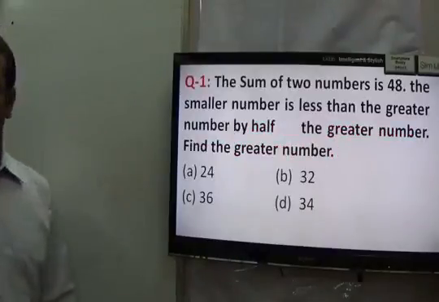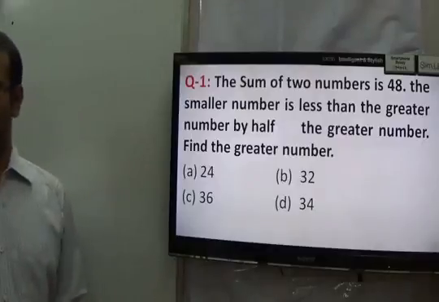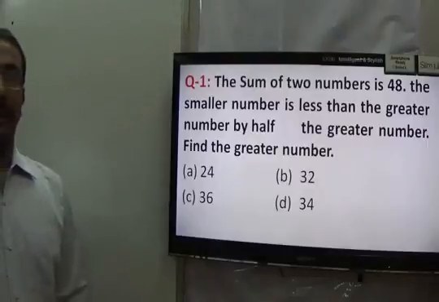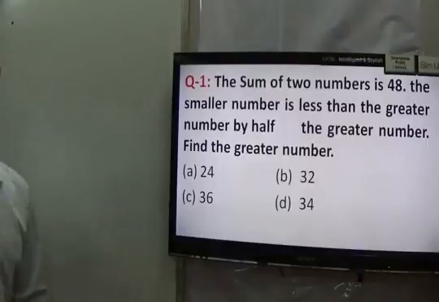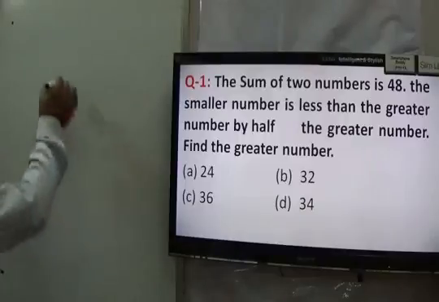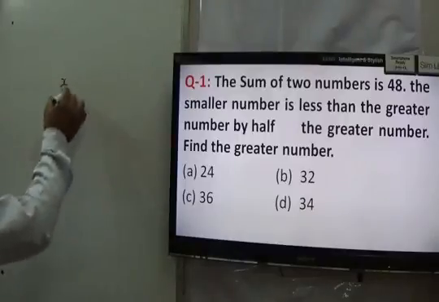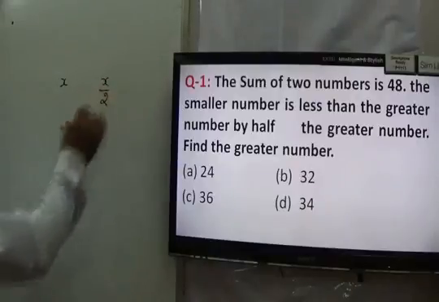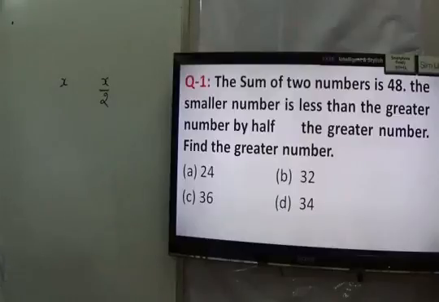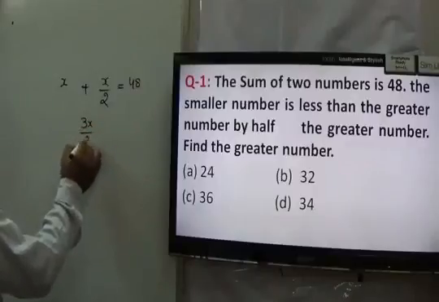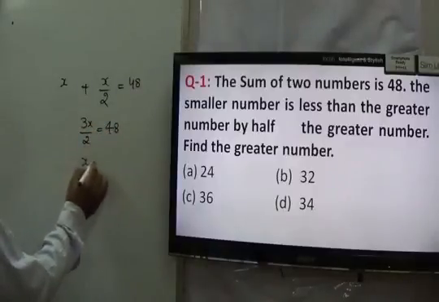The first statement talks about the sum of two numbers is 48. The smaller number is less than the greater number by half the greater number, right? It means if the greater number is x, the smaller number would be x minus x by 2, that is x upon 2, right? In that case we have to find the greatest number. It means the sum of these two numbers is equal to 48, or I can say 3x by 2 equal to 48. From here I can say x equal to 32.